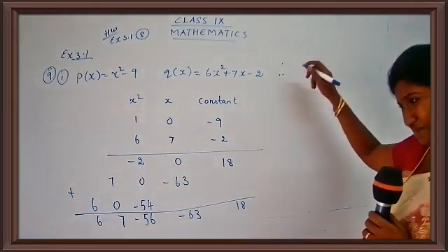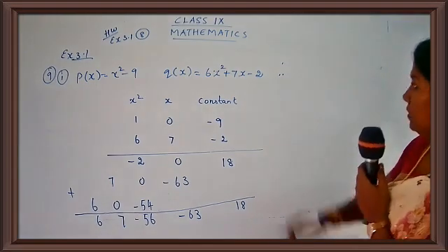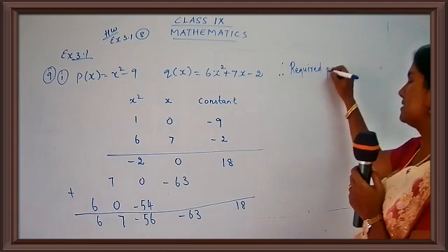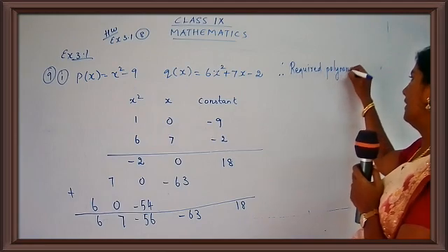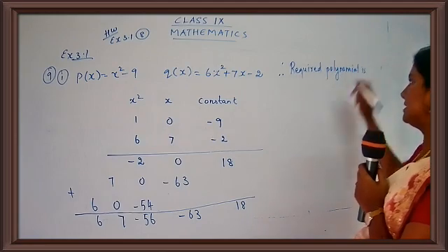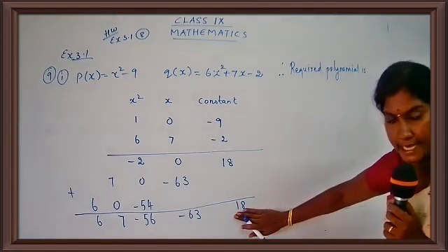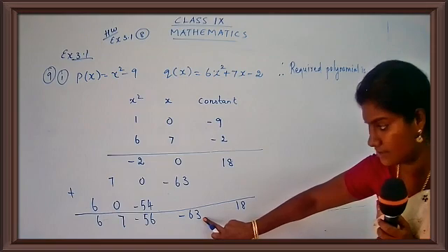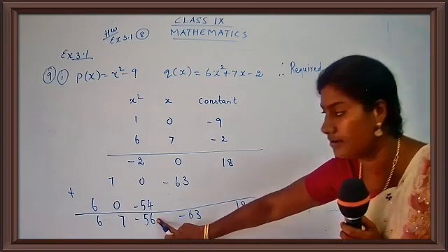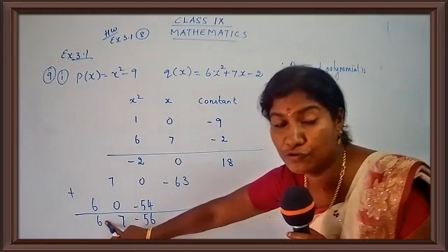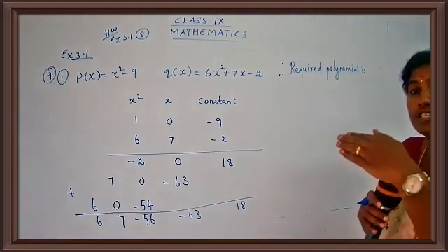Therefore, the required polynomial is. What is the required polynomial? Start from the last. This is constant. This will be x. This will be x square. This will be x cube. This will be x raised to 4. So how are you going to fill it? You're just going to start from the last.